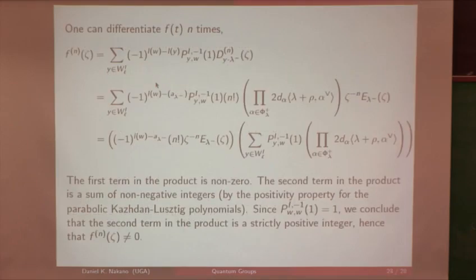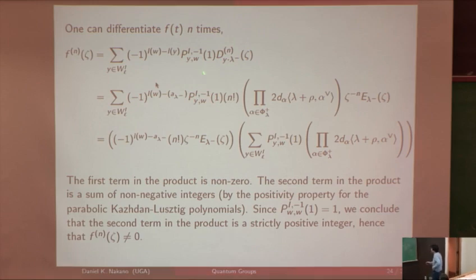Something very magical. You differentiate this function n times, and here's what you get. Certainly the derivative is linear, so you can do this, no problem. Then you start taking derivatives, and I'm just going to keep track of things. I'm not going to tell you what these quantities are over here, just that they're not equal to 0. When you take the derivative, you keep track of everything. You define this E lambda minus just to make sure that things don't get out of hand.